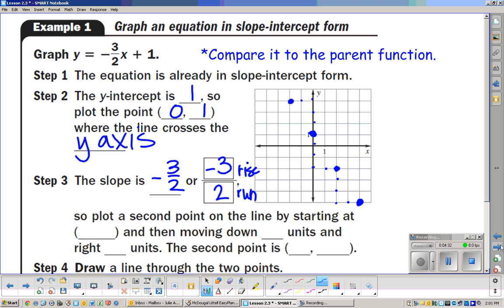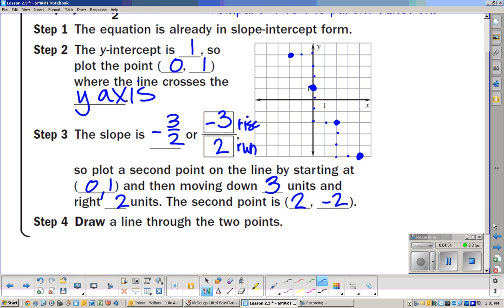Filling in all the blanks below here, it says, plot a second point on the line by starting at, well, we start at our y-intercept. So that would be 0, 1. And then moving down 3 units, and to the right 2 units, we ended up at the point 2, negative 2.